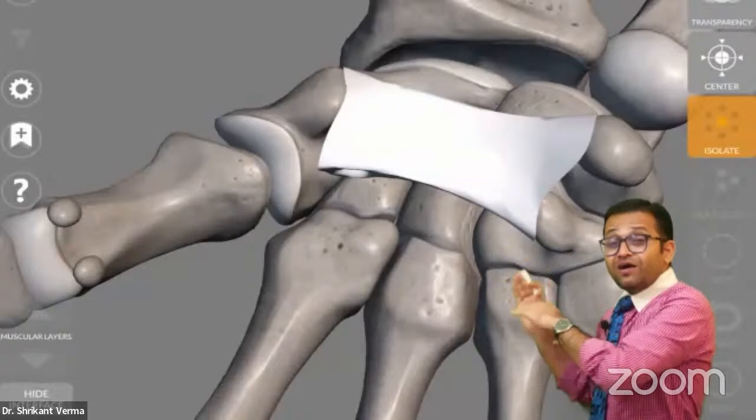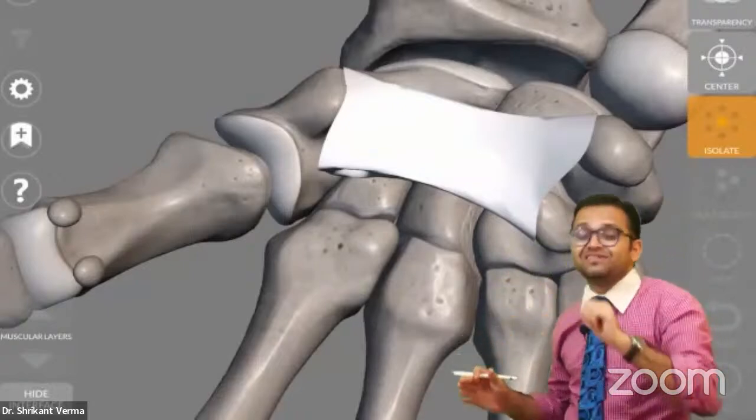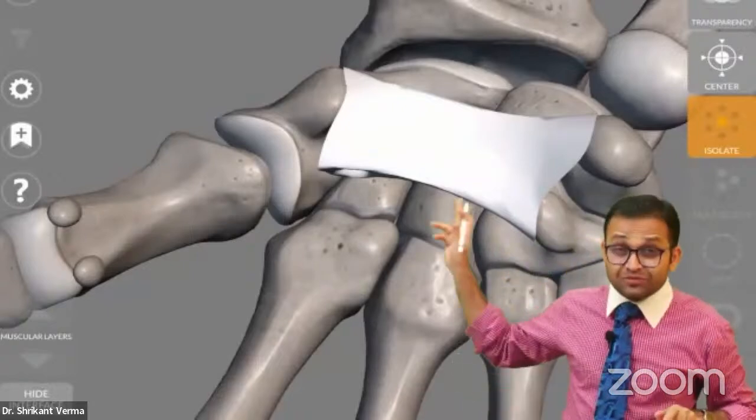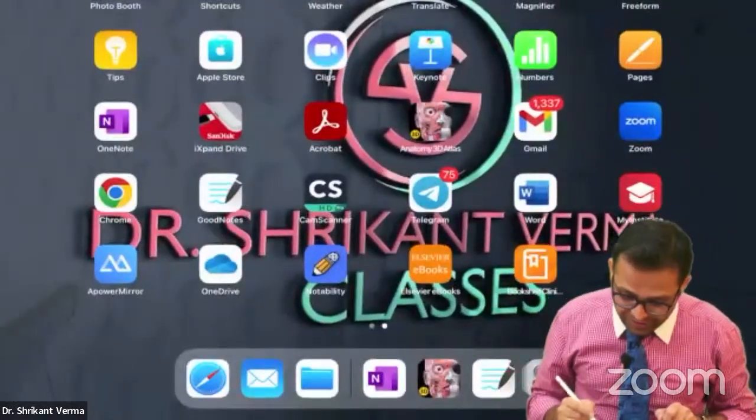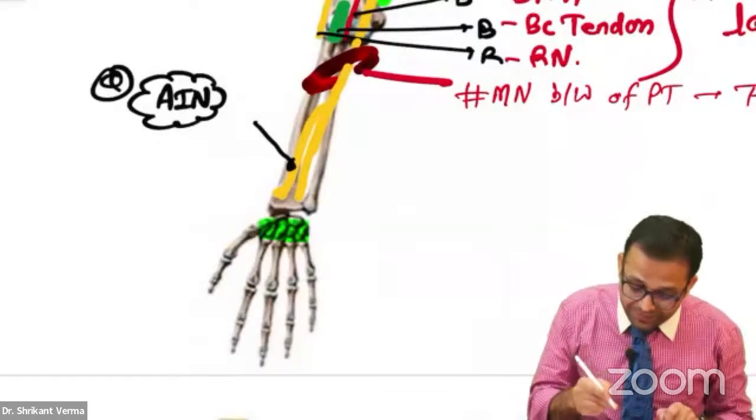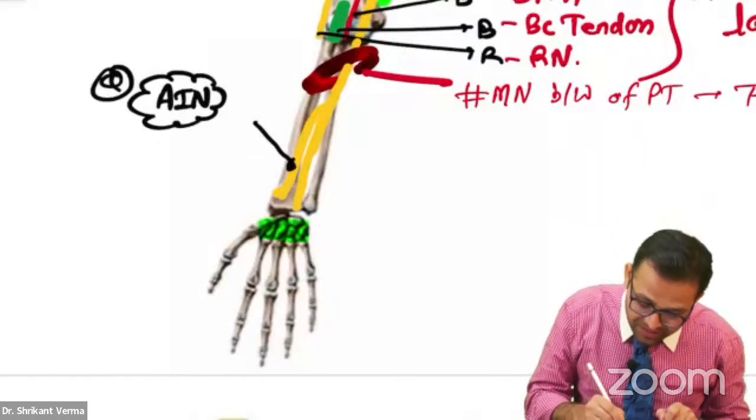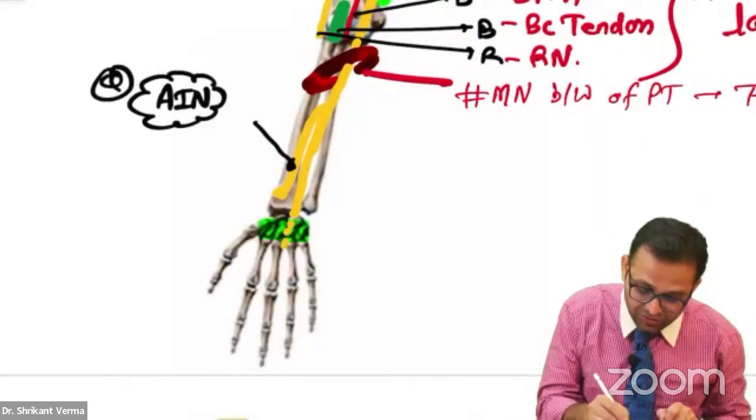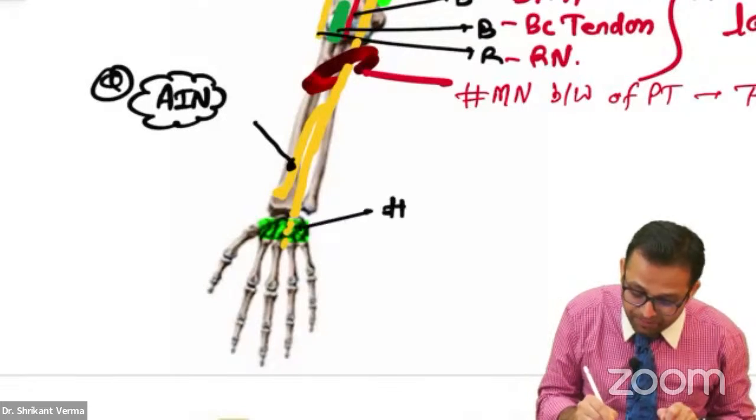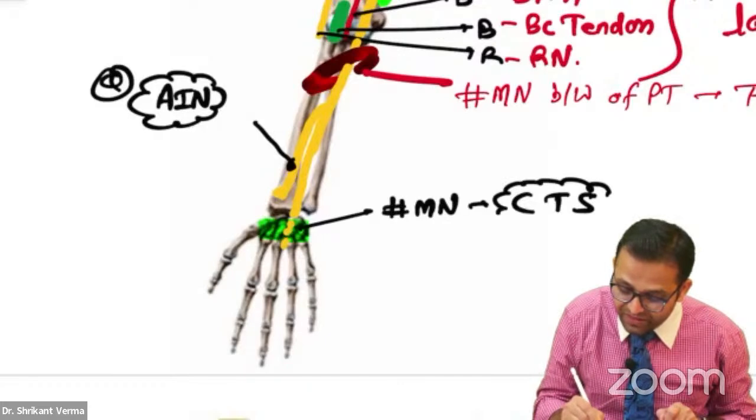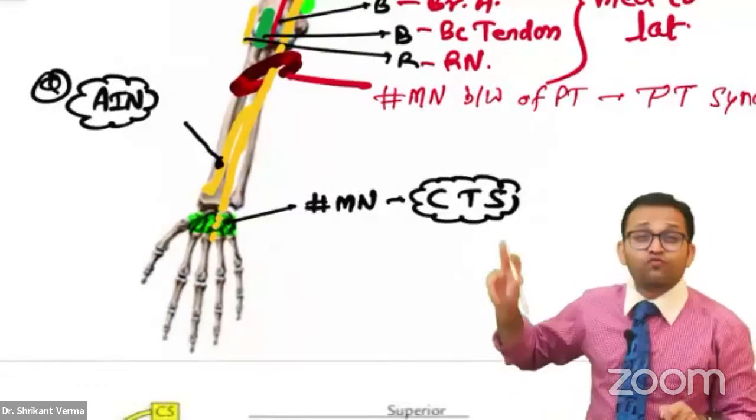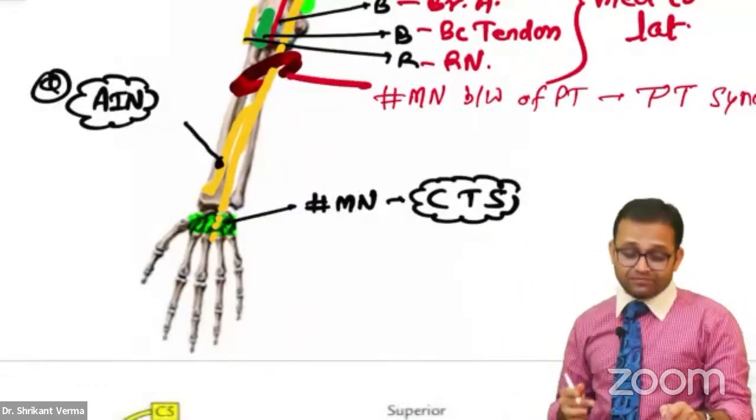Flexor retinaculum, it is retaining the flexor tendons. That's why sometimes short notes are asked about this question also. Okay. So now this nerve is coming and it is passing below the flexor retinaculum. If there is a compression of the median nerve here, then there is carpal tunnel syndrome. Very important short note for first MBBS students as well as MCQs.